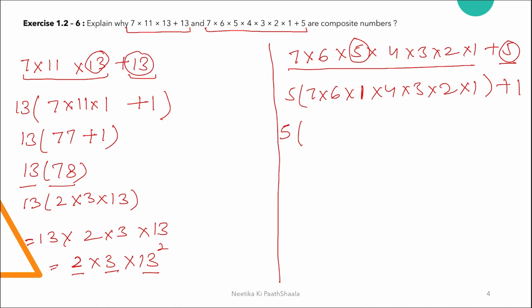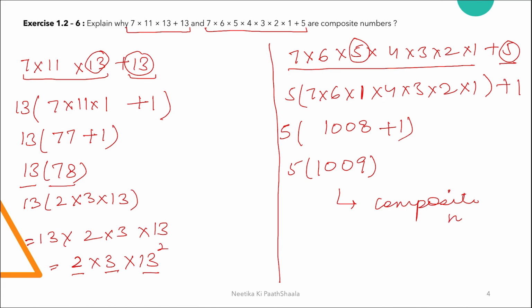Okay, now if you will solve the bracket, you will get 1008. Okay, plus 1. Now you will get 1009 into 5. Okay, अभी आप देख रहे हो, so it is having more than 2 factors. That means it is a composite number.